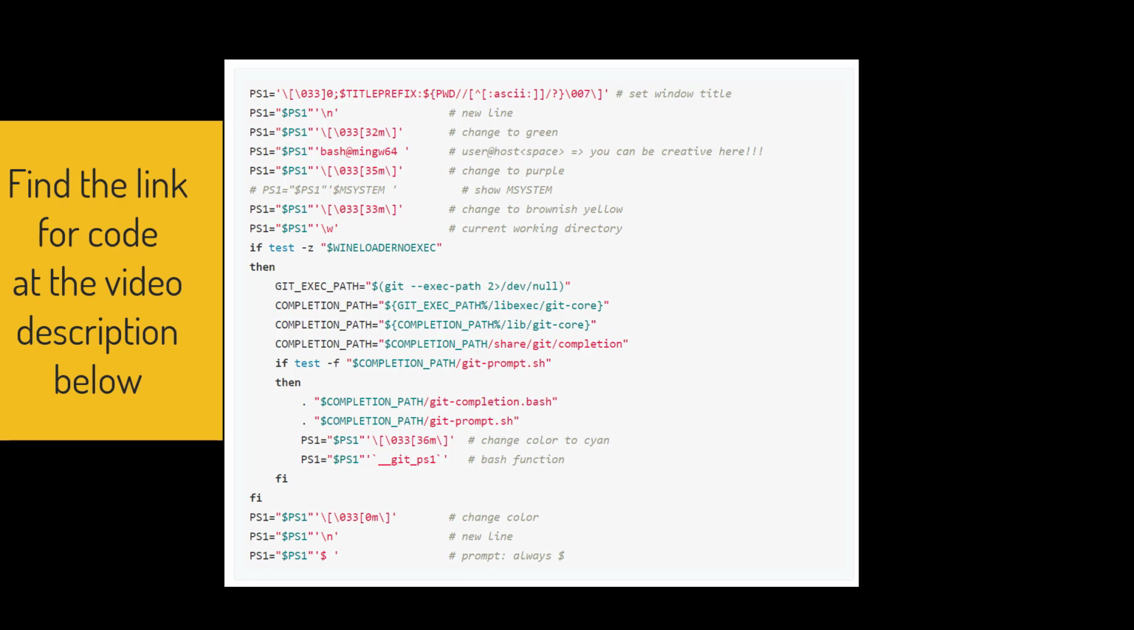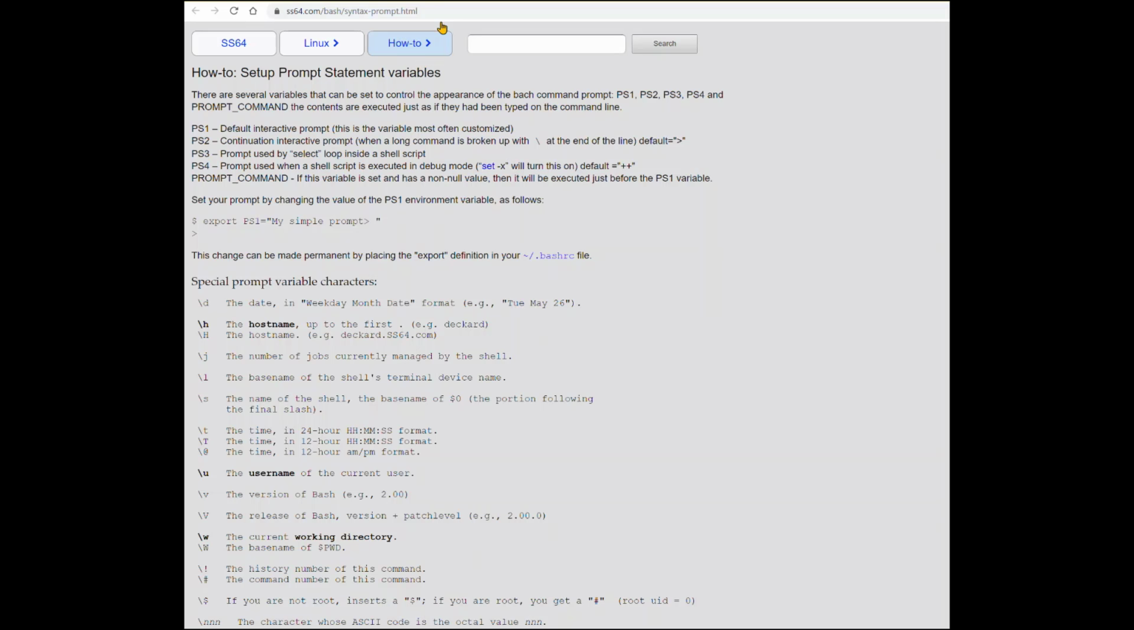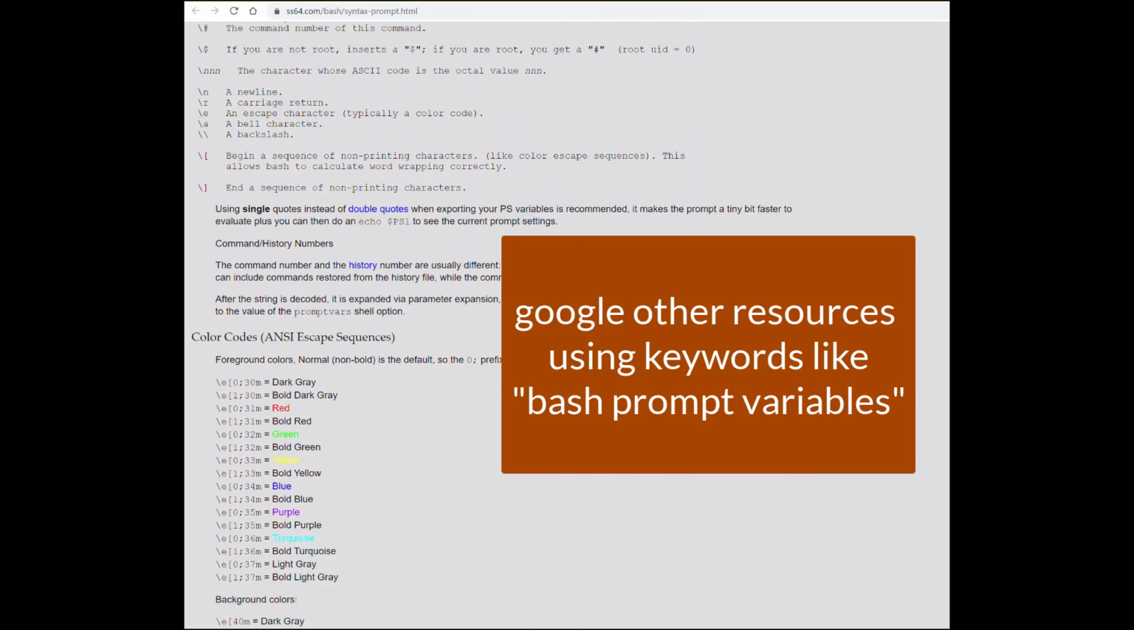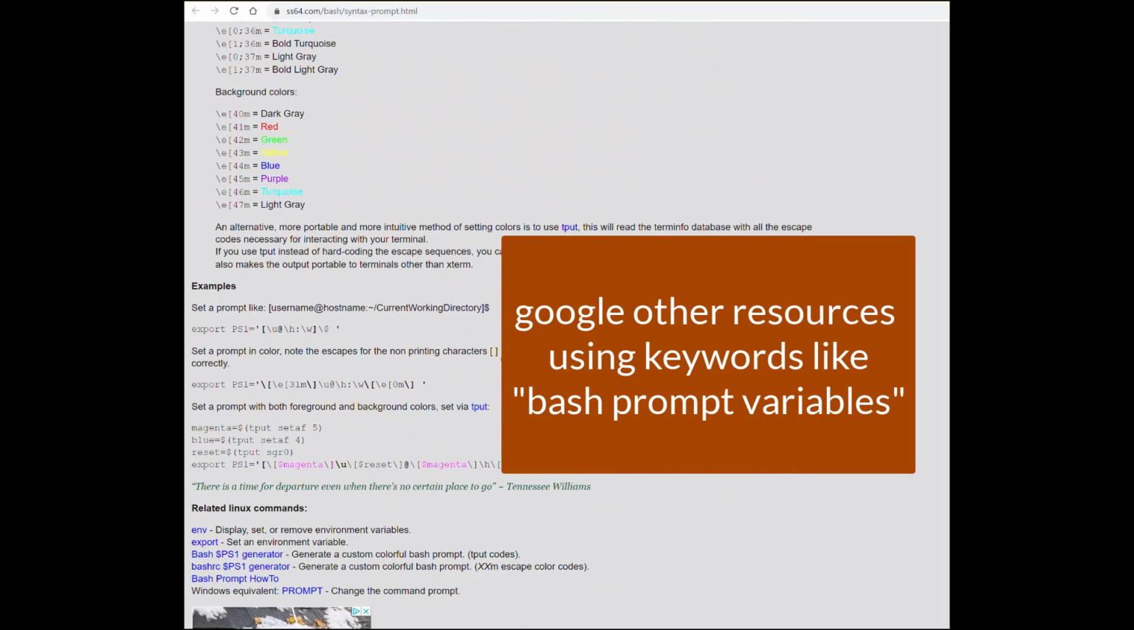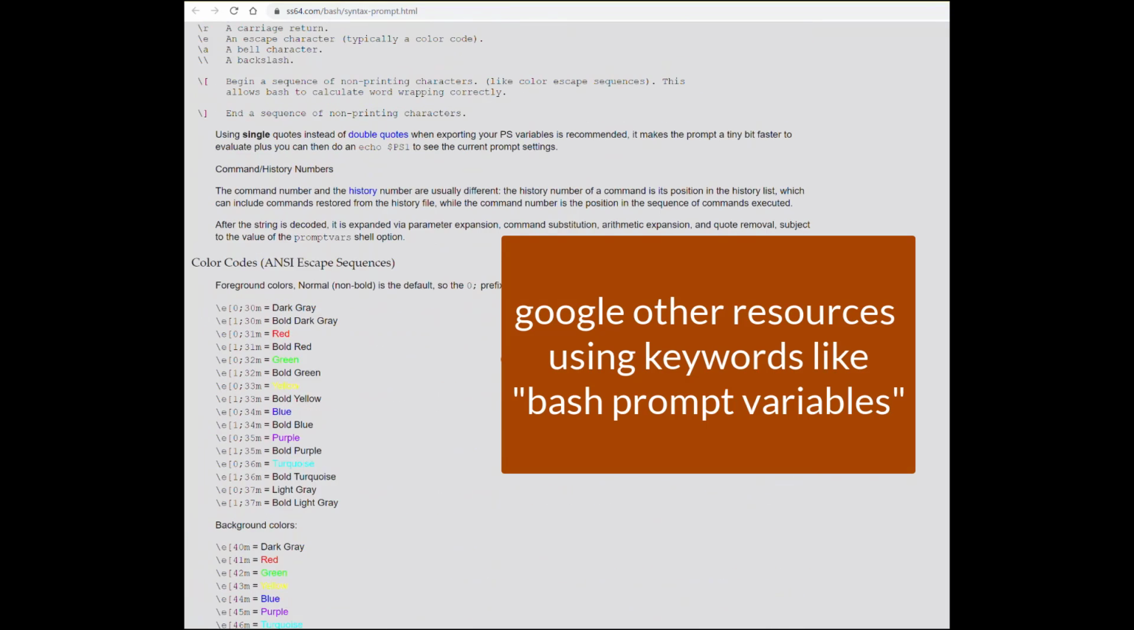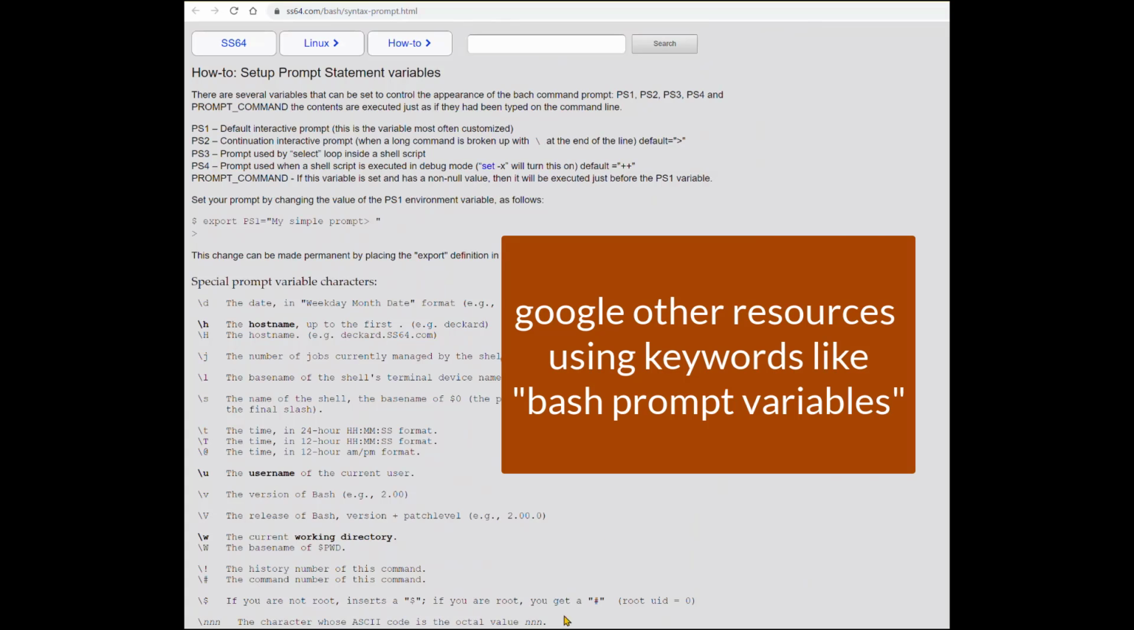In my setup, I configure user and hostname as a bash at mingw64 with a green color, current location with a yellow, Git branch with a cyan. And I made a new line before the prompt command $ to write my command in the second line. For customizing options for colors and attributes, I refer to this page. You can Google more resources using keywords such as bash prompt variables. After finishing the prompt customization, you have to reopen Git Bash to check the change.